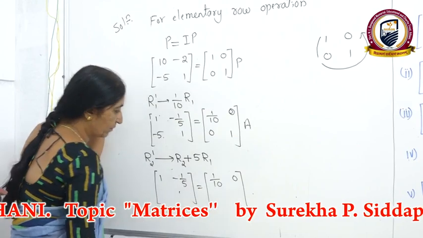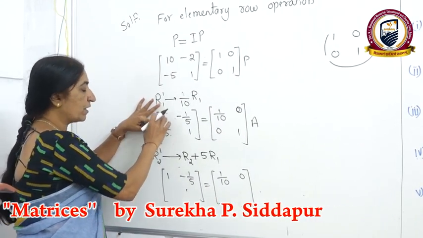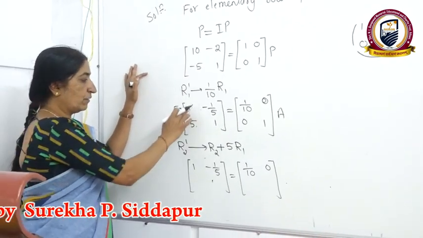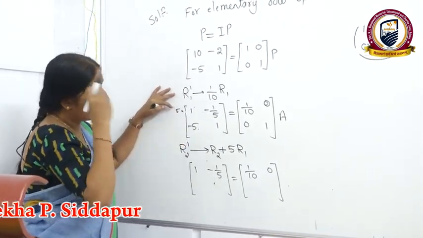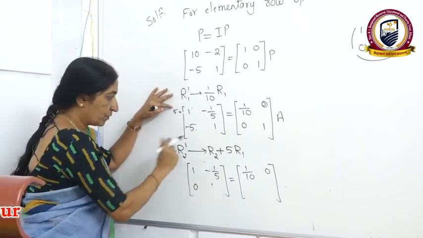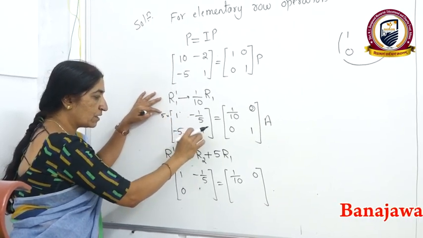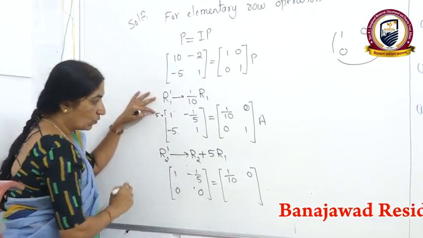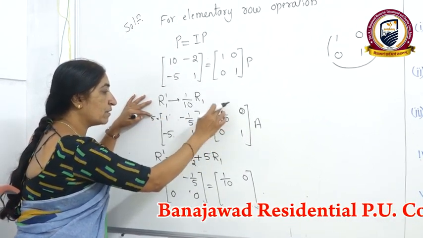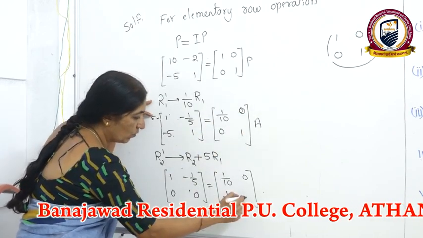Now I am writing the steps one by one. R2 is minus 5 plus 5 into R1. See, I am writing here for your information. Minus 5. When you are solving, just multiply in your mind. It is minus 5 plus 5, 0. It is 1. When you multiply these two elements, 5 and 5 get cancelled. 1 minus 1, 0. And here, 0, 5 into 1 by 10 is 1 by 2. Then 1 and 0 it is 1.